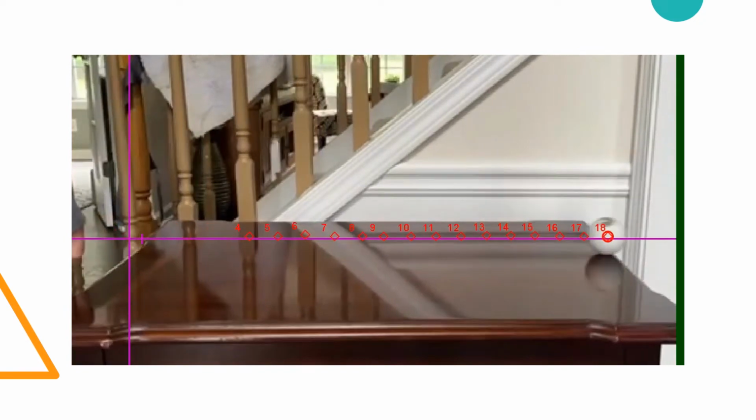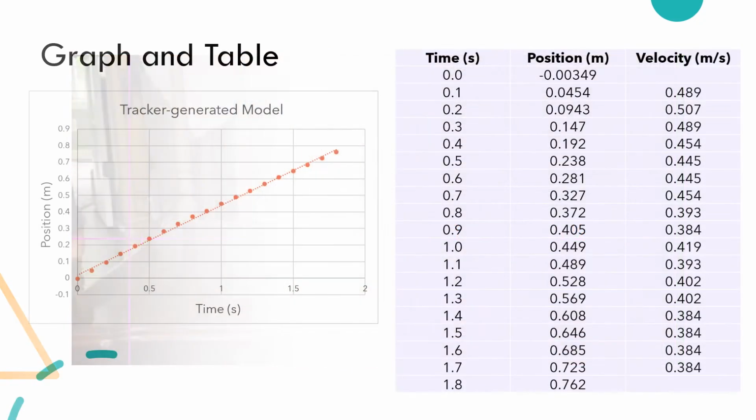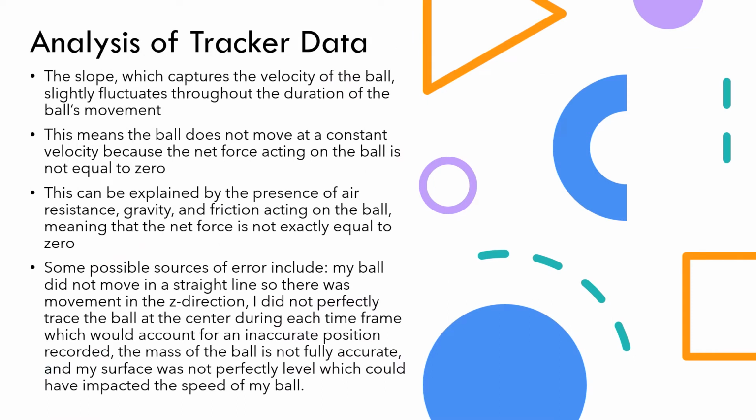Here's the recorded video I analyzed in Tracker. Here's the graph and table of values generated from Tracker. It is clear that the velocity of the object is not constant. The slope, which captures the velocity of the ball, slightly fluctuates throughout the duration of the ball's movement.